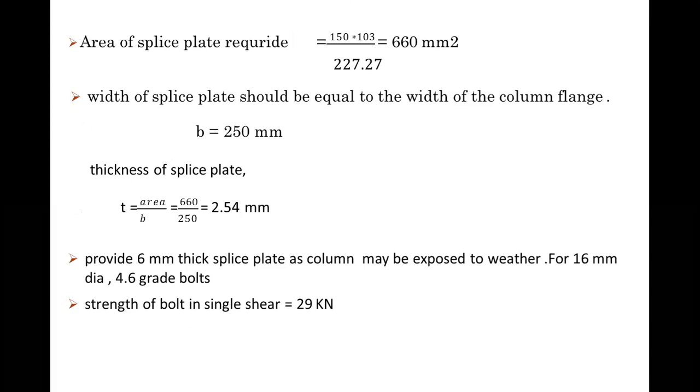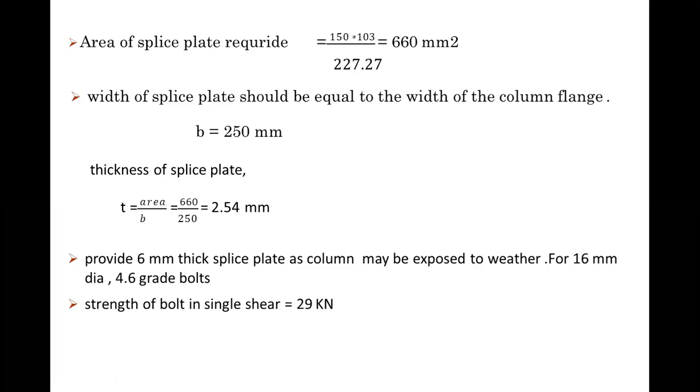So the thickness of the splice plate is equal to area divided by B. So the area which we found here, 660 divided by our width 250. So our thickness of splice plate is 2.64 mm. So provide a 6 mm thick splice plate as the column may be exposed to weather.